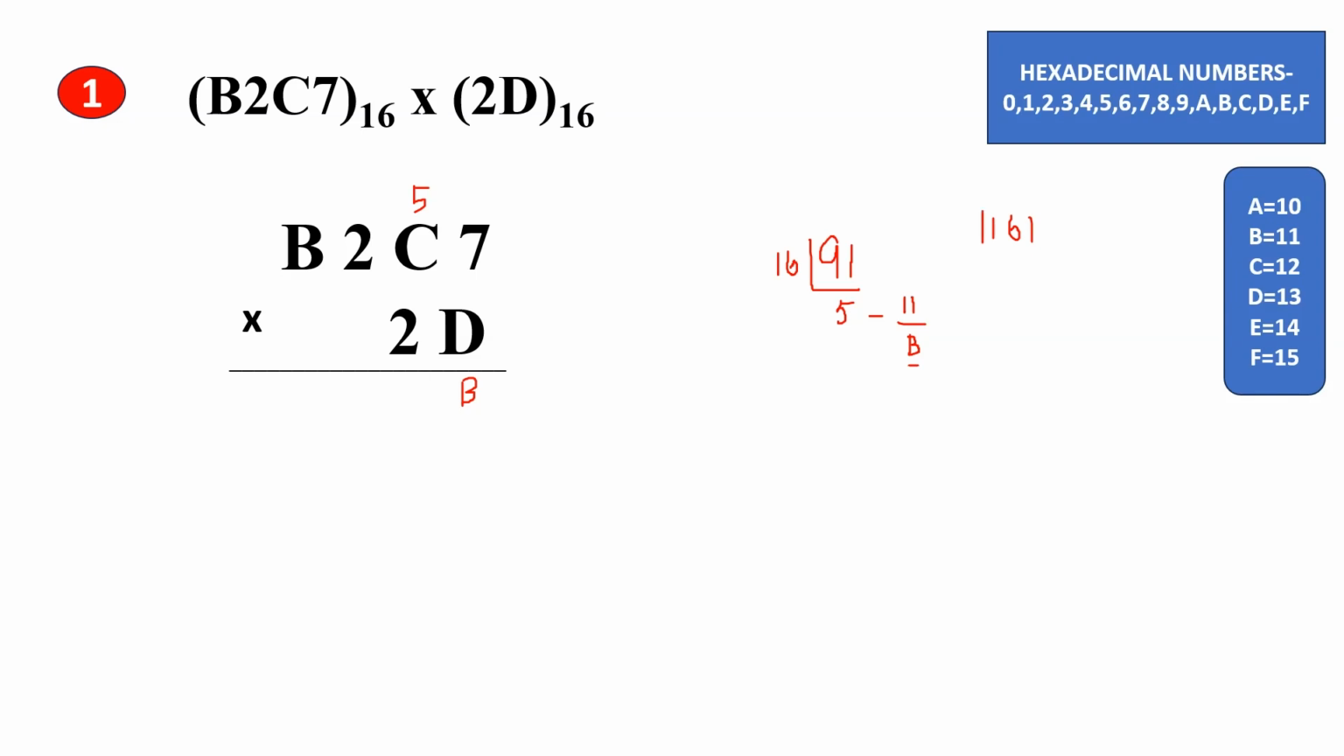So we have to change it to a hexadecimal number, divide by 16. So we get the quotient 10 and the remainder is 1. So the 1 is written here and the 10 is written here. 10 means it is A. 10 represents A.